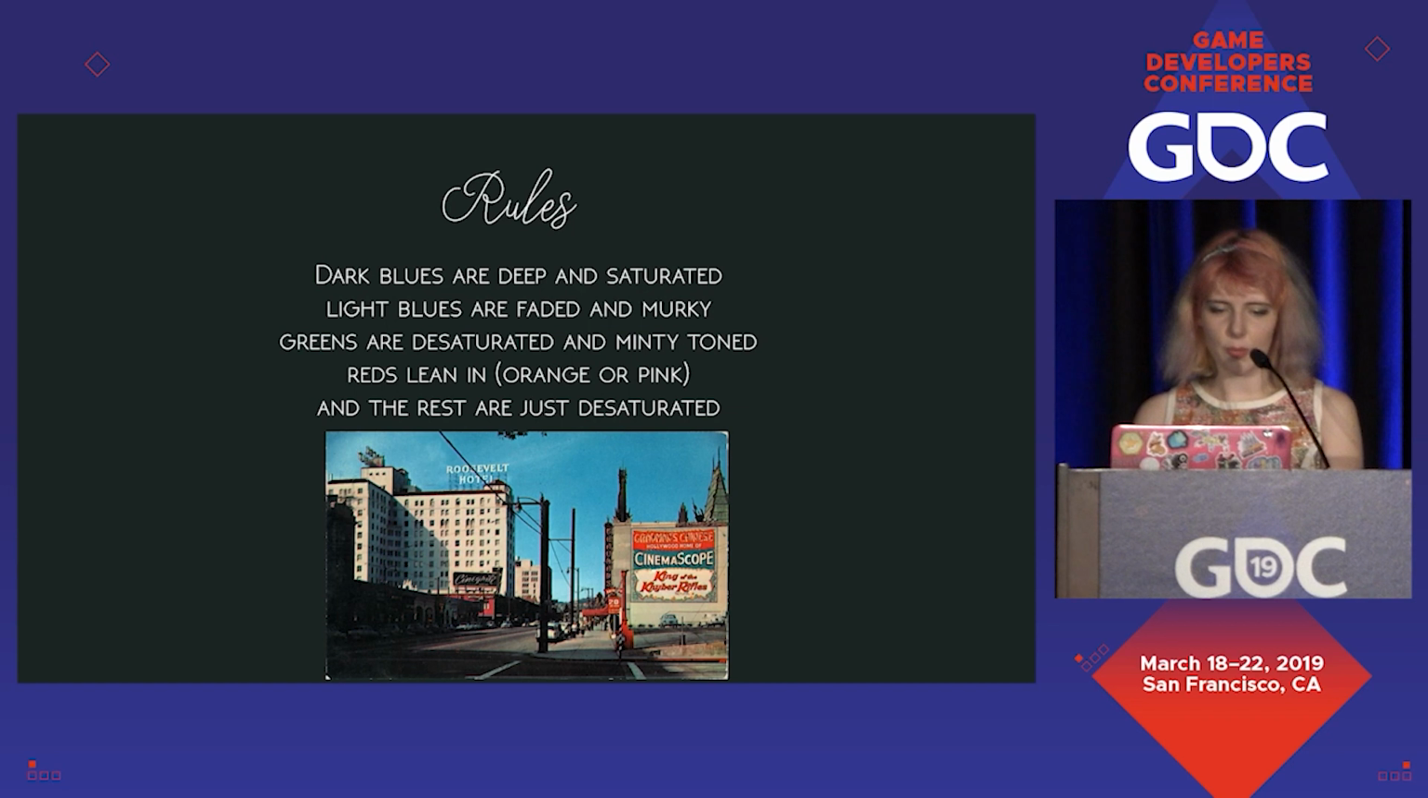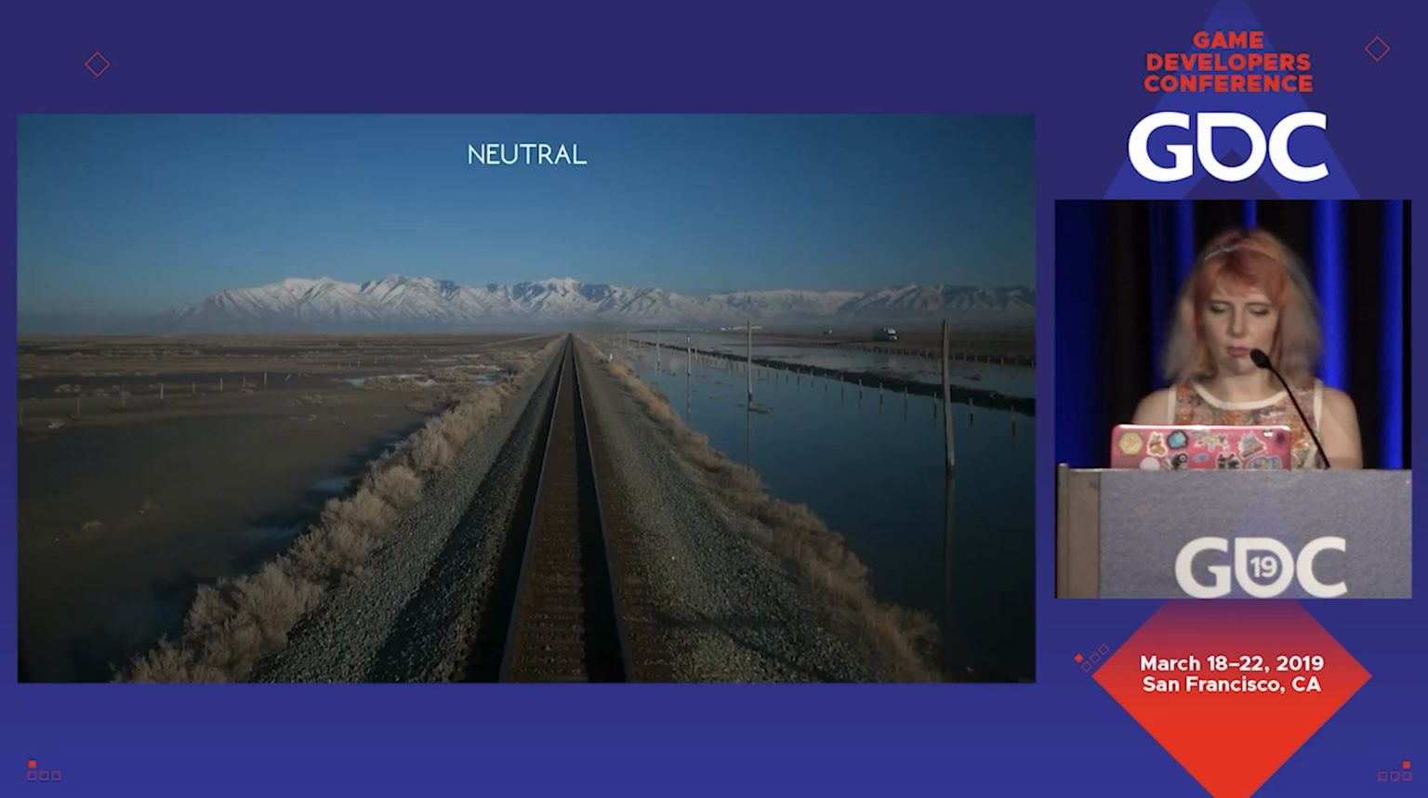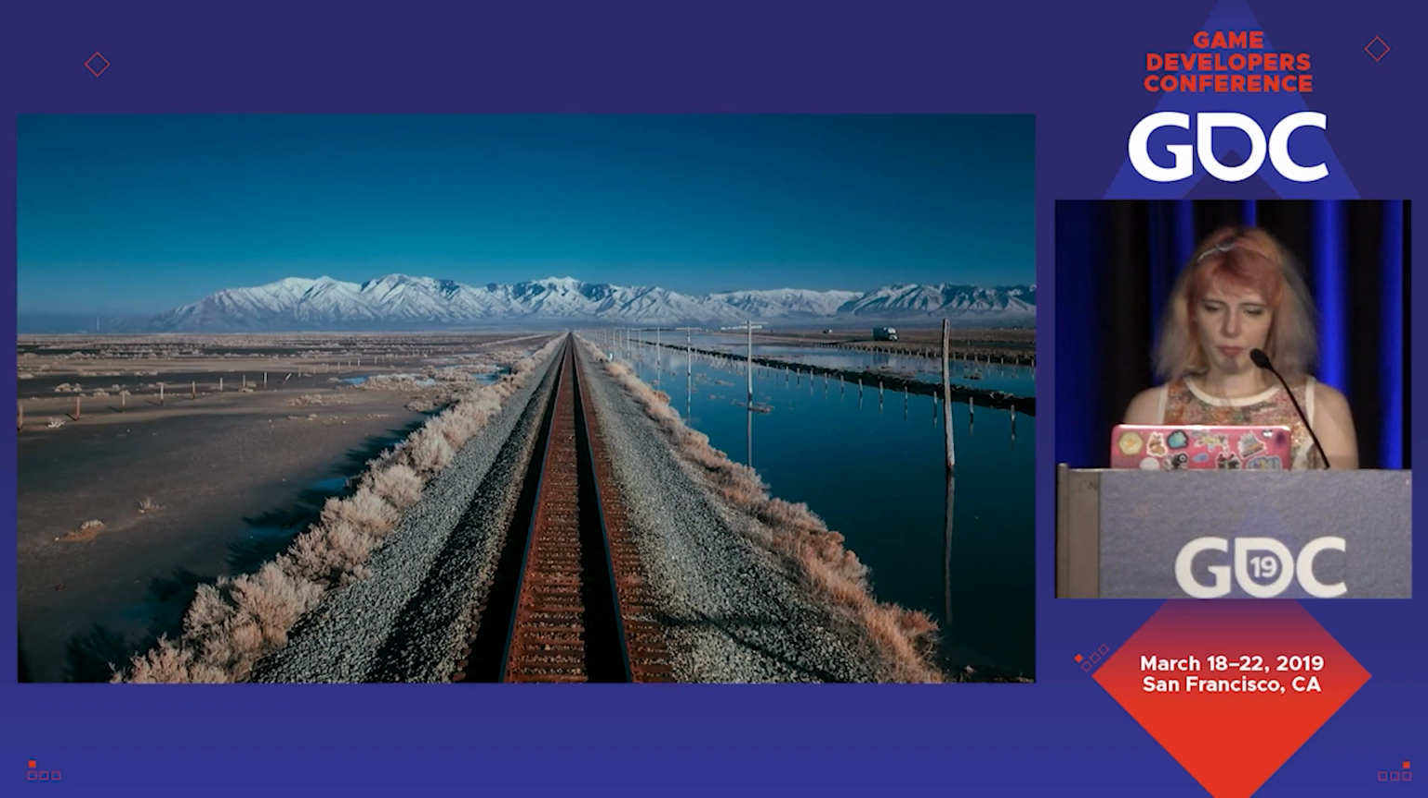The dark blues would become deep and saturated, however the light blues would be faded and murky. The greens would be more desaturated and more towards mint. Reds lean in, so that means that if it's a standard red, it would either become very pink if it had any kind of pink hues, or it would become orange if it had any kind of orange hues. And the rest of it just faded away. So with the example image that I showed before, this is what a grading process might look like if I put in those rule sets.